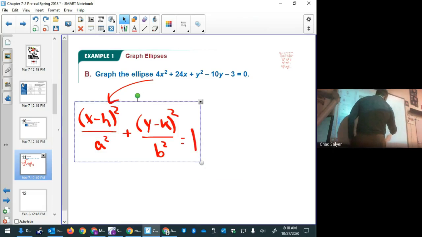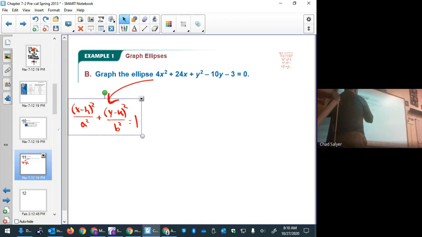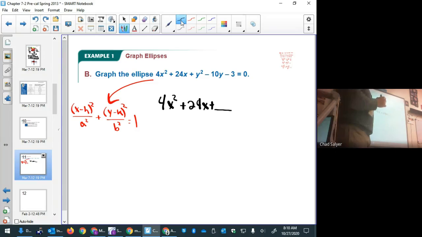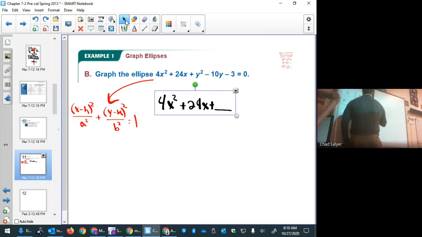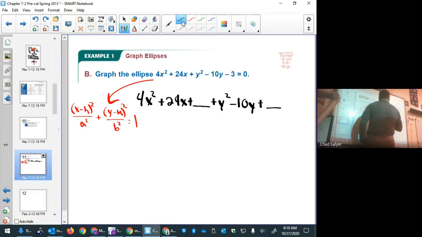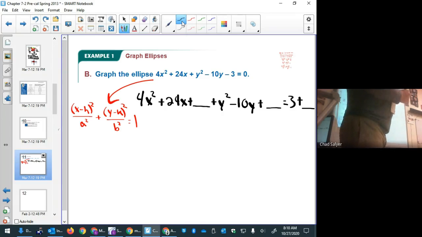And the way we're going to do it is just this big old nasty template I'm going to make. So I'm going to take everything involved with X and add a blank there at the end to complete the square. And then I'm going to take everything involved with the Y and add a blank. Then I'm going to shift the constant value to the other side of the equation and add another blank for balancing the equation. Now this is going to be tricky.